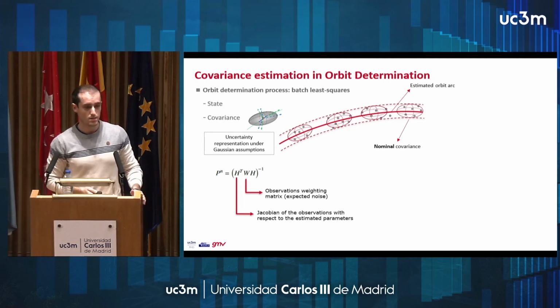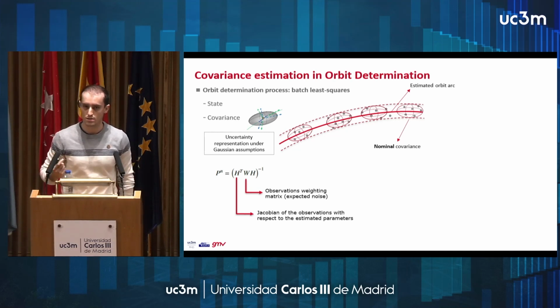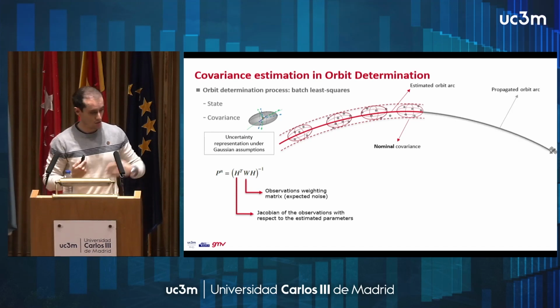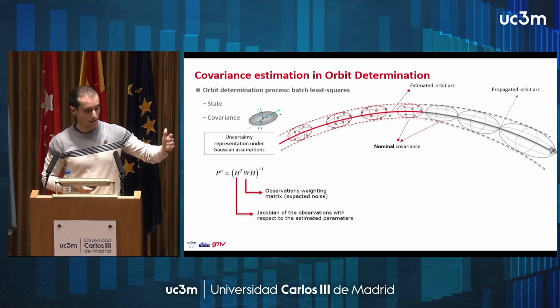But then in SST, what we need to do is to propagate this state and covariance into the future to give several products, such as collision risk, reentry analysis, and so on. So we propagate this to the future and have that nominal covariance propagated to the future.